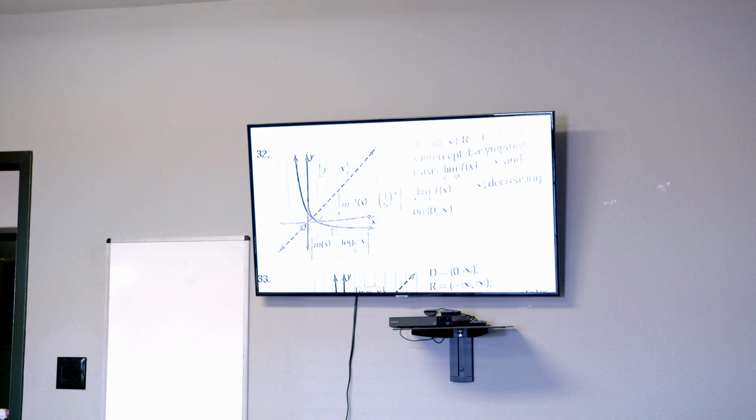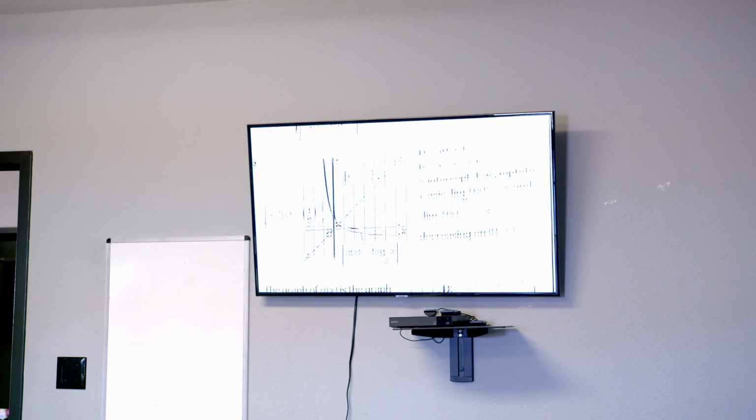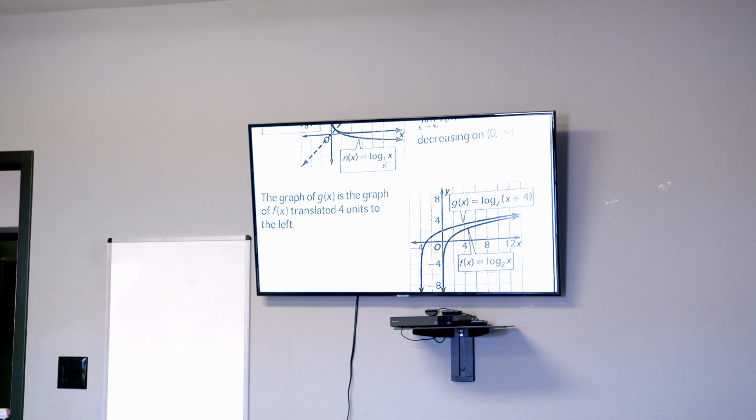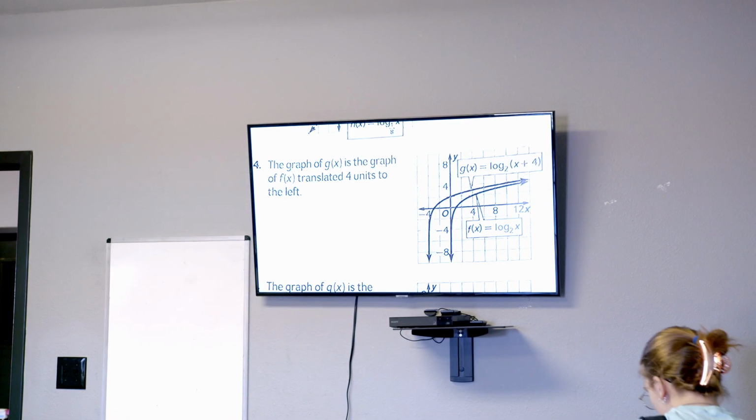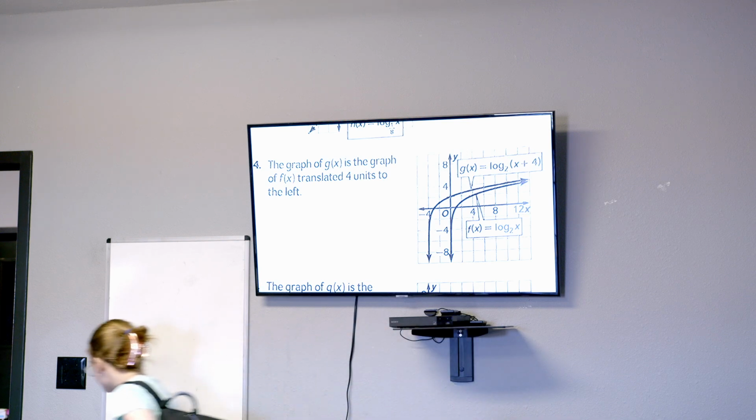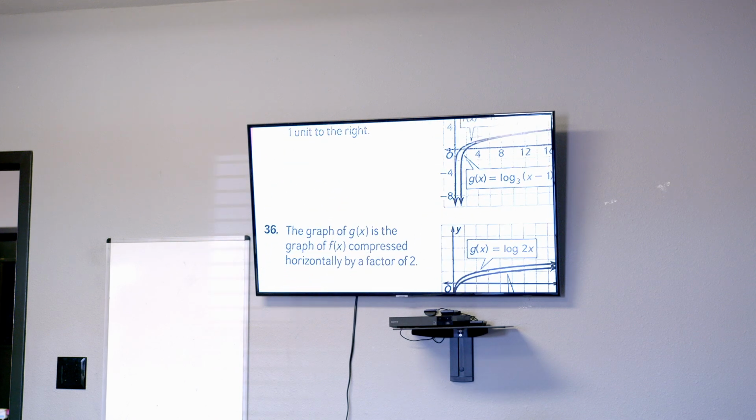So 34 is right there, and it's just the graph translated 4 units to the left. G of x is f of x translated 4 units to the left. Easy money. Inside the parentheses, opposite, right? 36.